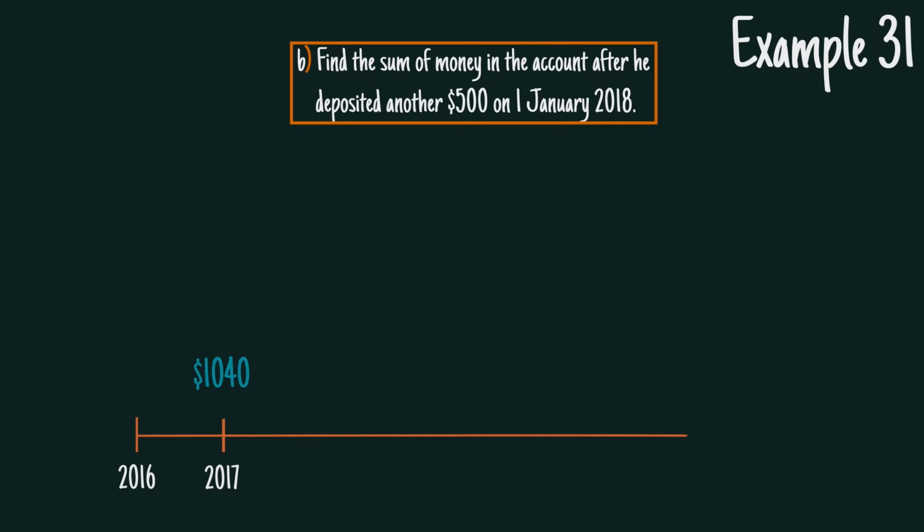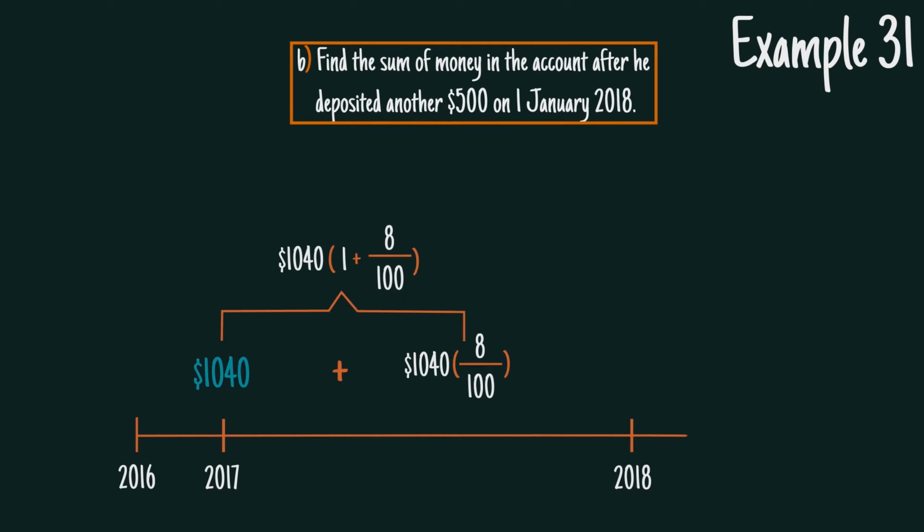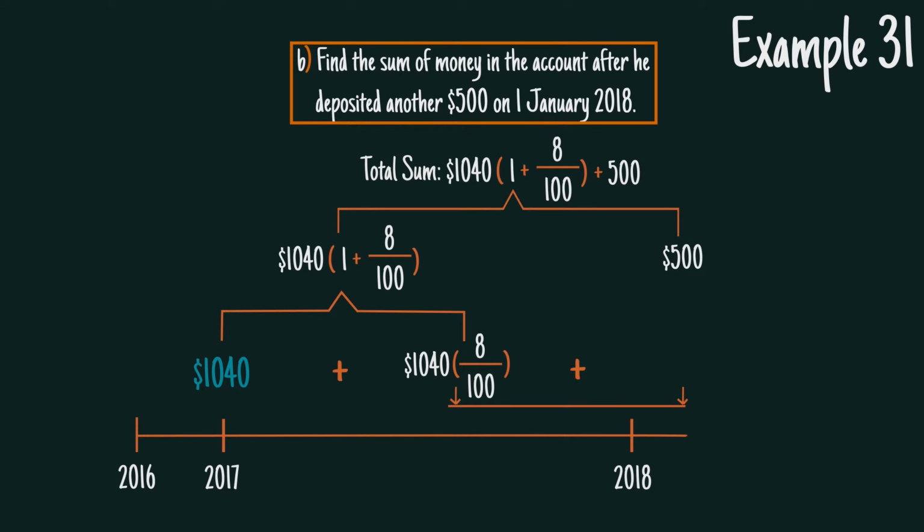For part B, in the subsequent year 2018, the interest compounded would be on the accrued total amount found in part A. Hence, using the compound interest formula, the total sum can be written as this. And the answer would be $1,623.20.